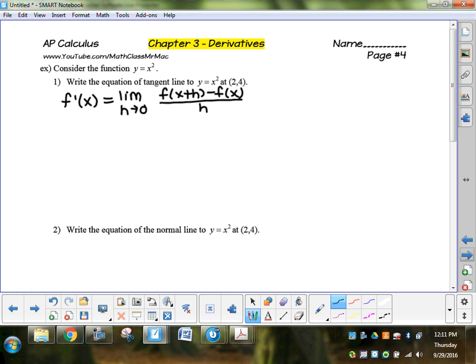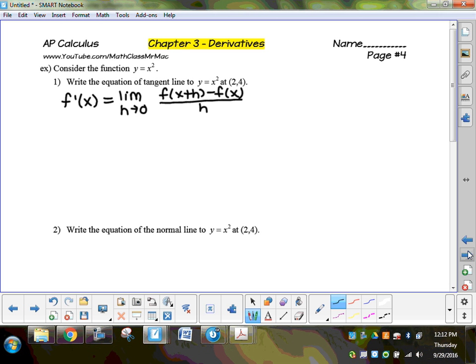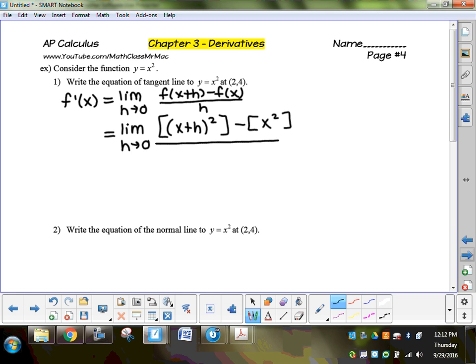Now I'm going to make my replacement in. And when I do that, Megan, what's it going to look like when I plug an x plus h in for the input in my f function? The quantity x plus h being squared, that's my outside function, minus the f of x. What's the f of x? And that's all over h. So now I need to expand this out. Amber, what would you get if you expanded it out?